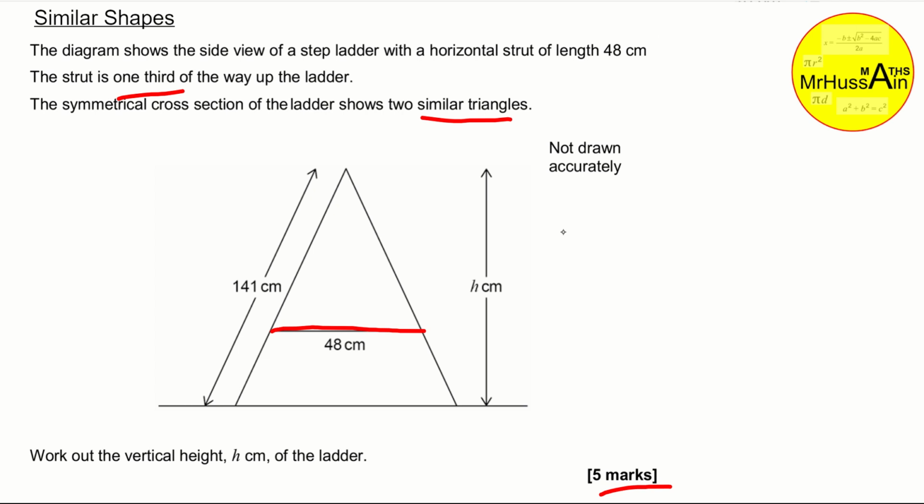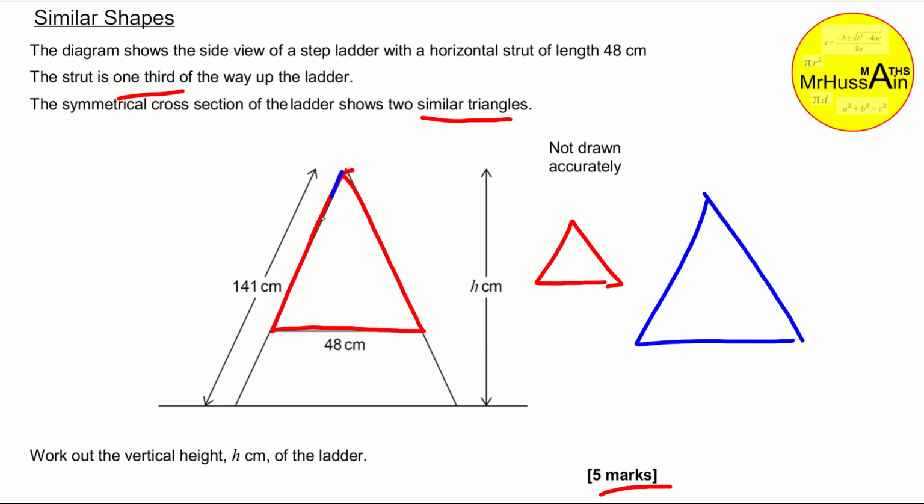Now, I always say to people, when you have a shape within a shape, always draw it out. So you've got the little triangle, which will be this one here, and then you've got the bigger triangle. Now you know this is 141 and you know this is 48. Now you don't have enough information there to work out your scale factor, because similar shapes means you need scale factor. So you read it again.